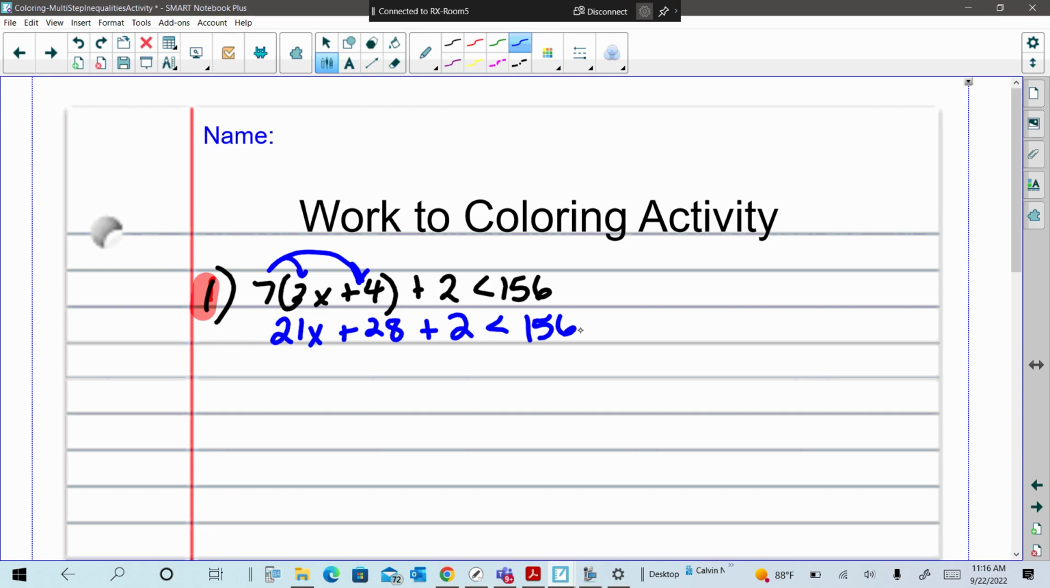Are y'all with me? Okay. What should happen now? Where are the like terms? The 28 and the plus 2. Yes. So if I combine them together, they basically become 30. So my new equation is 21x plus 30 is less than or equal to 156.